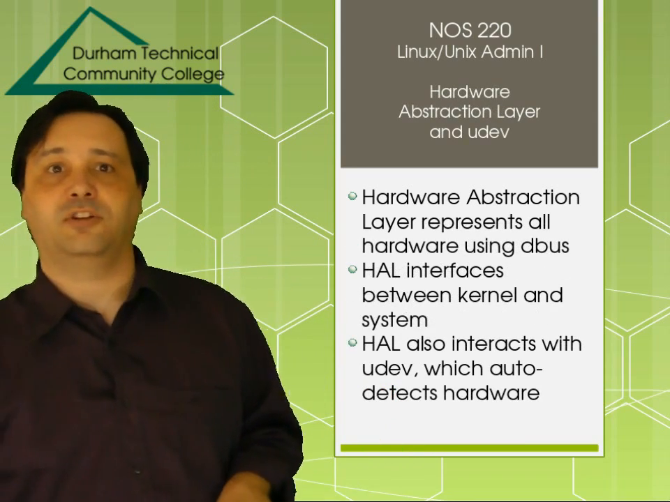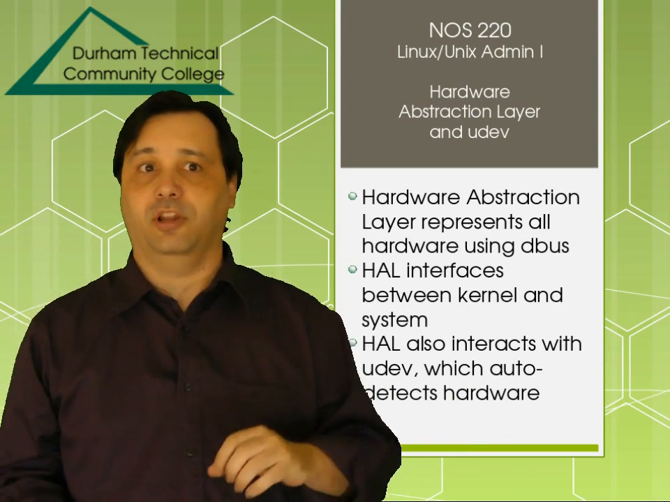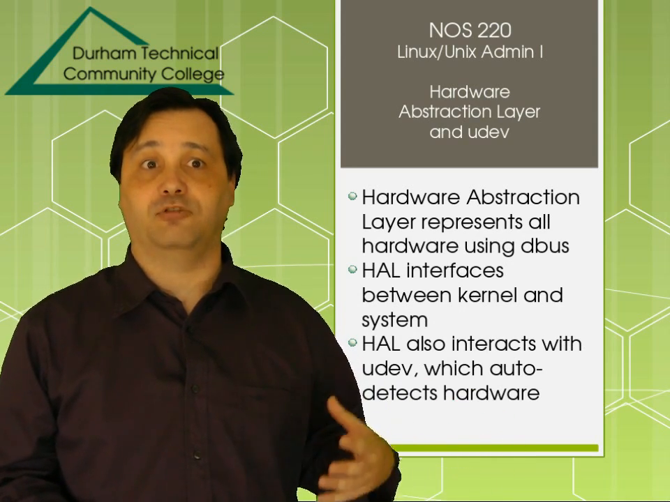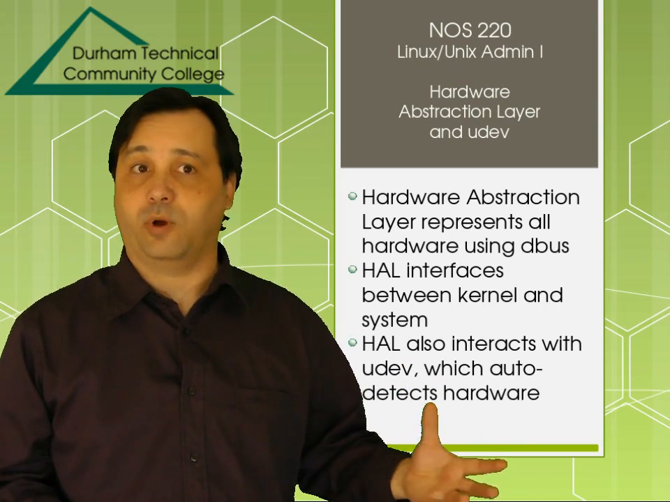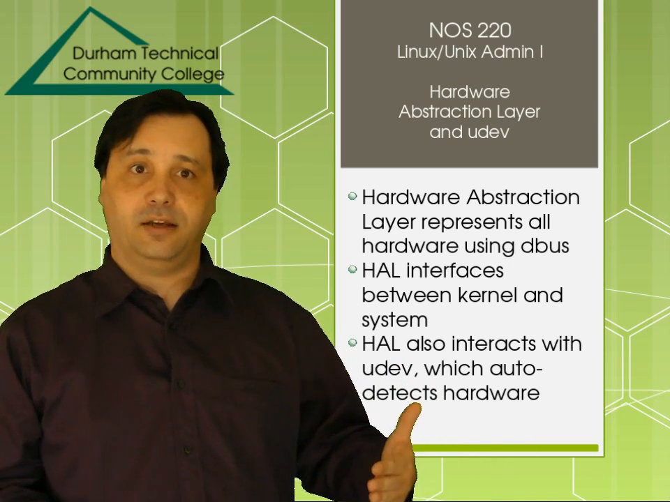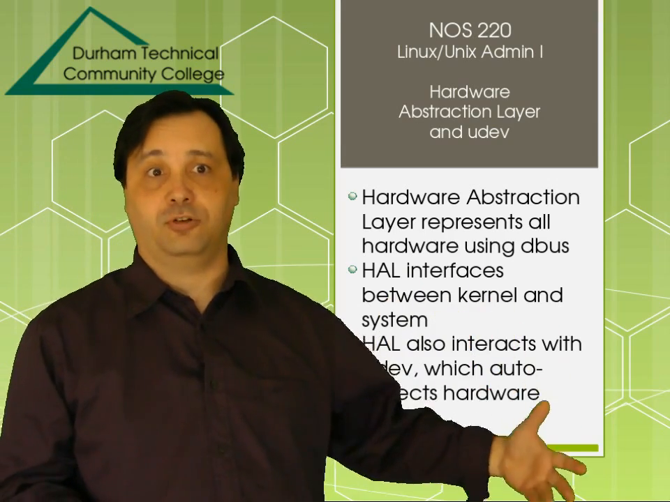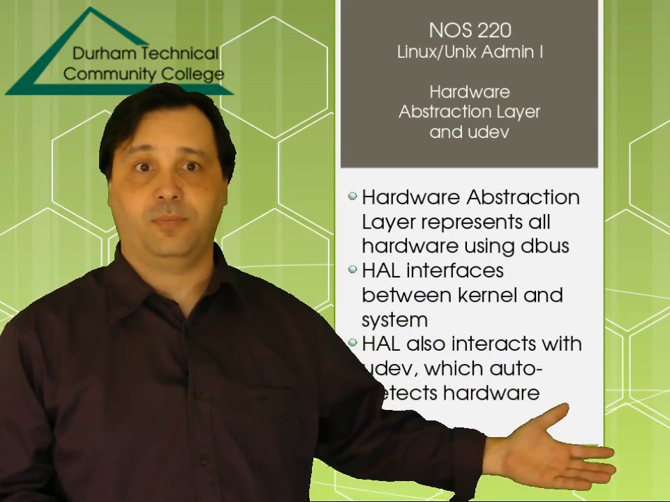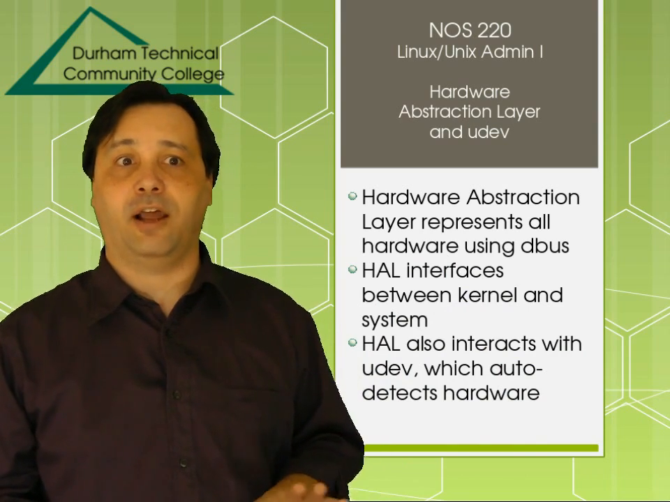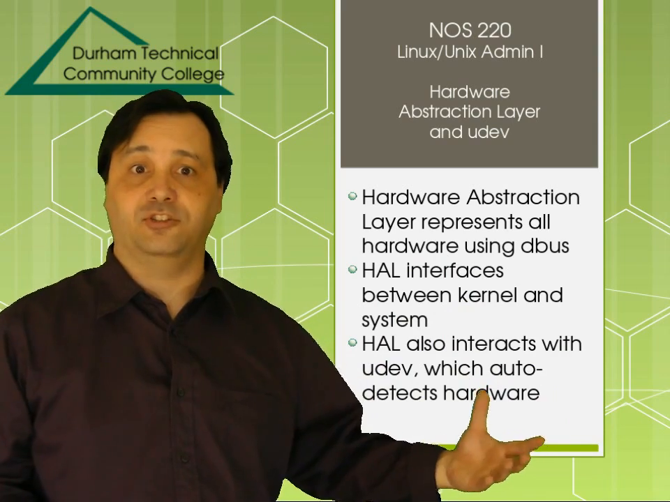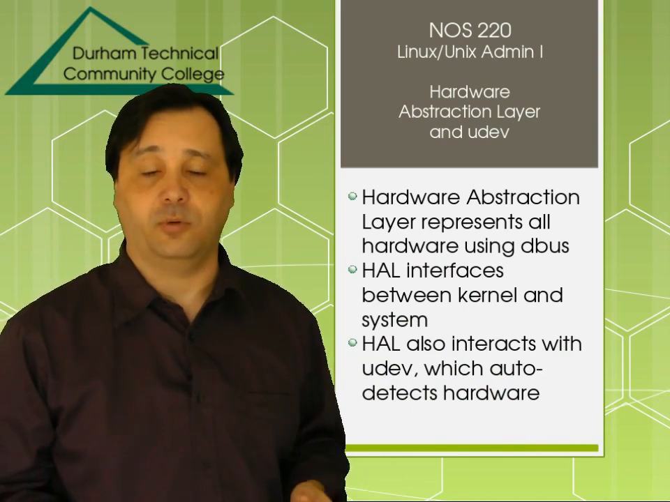The basis of the Linux hardware system is the hardware abstraction layer. All hardware in Linux is represented in HAL, and its driver dbus, which handles all hardware events. The HAL system is an interface between Linux and the kernel drivers that actually control the various hardware systems. In addition, HAL interacts with the udev system, which is a series of rules controlling which actions need to be taken when various hardware is detected.